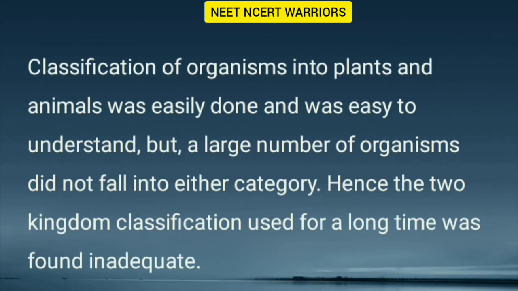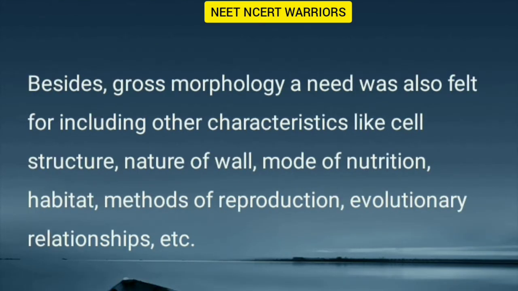Classification of organisms into plants and animals was easily done and was easy to understand, but a large number of organisms did not fall into either category, hence the two-kingdom classification used for a long time was found inadequate. Besides gross morphology, a need was also felt for including other characteristics like cell structure, nature of cell wall, mode of nutrition, habitat, methods of reproduction, evolutionary relationships, etc.